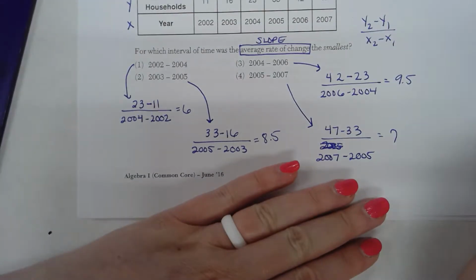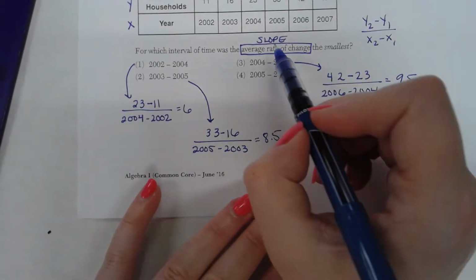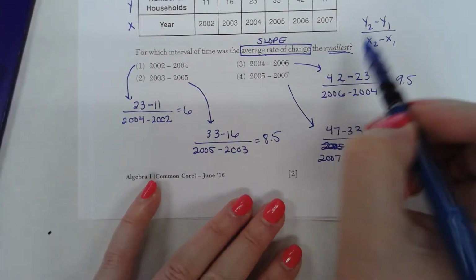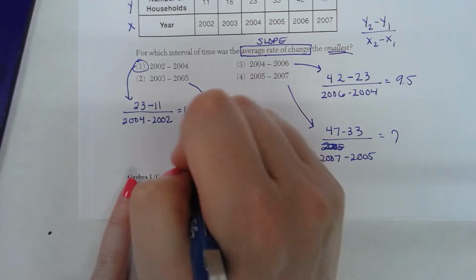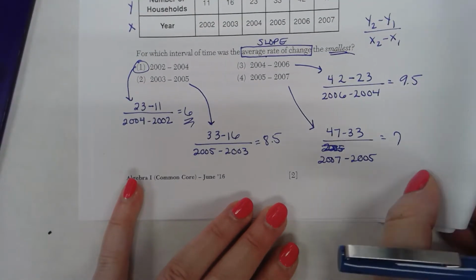So they asked me for which one has the slope that's the smallest. That would be choice 1, because that gave me a slope of 6. That's the smallest slope that we have. Okay.